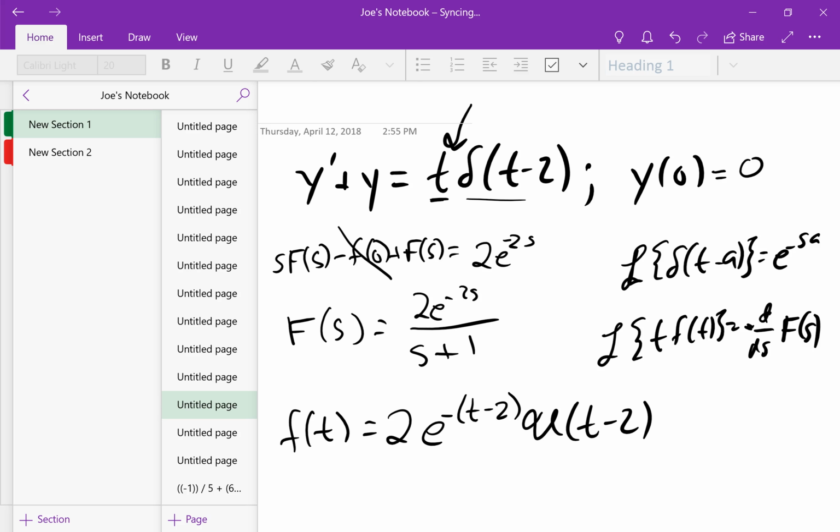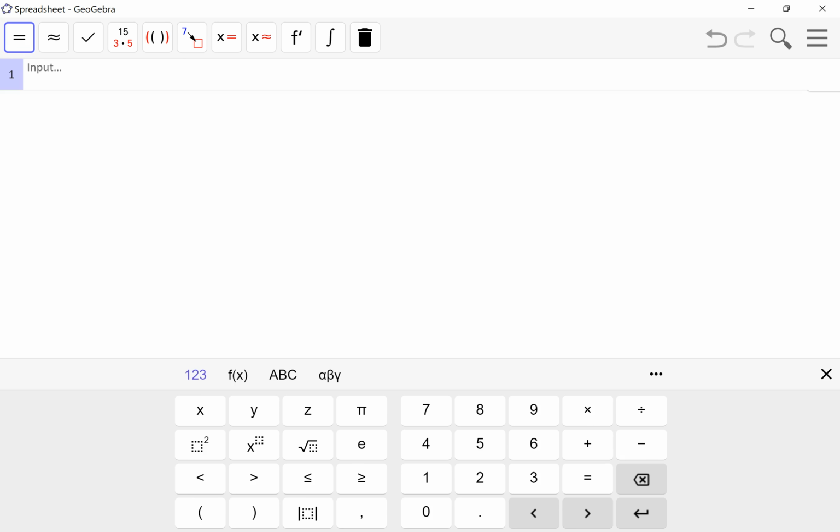And then the t minus 2 is coming from the fact that we've got this 2 up here, e to the negative 2s. So that's indicating we're going to have a unit step function, and then I have to replace the t with a t minus 2. Again, we could have used GeoGebra. Actually, let's just go ahead and verify it since I don't have to switch back to the window.